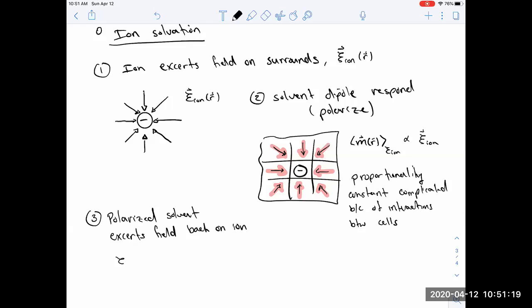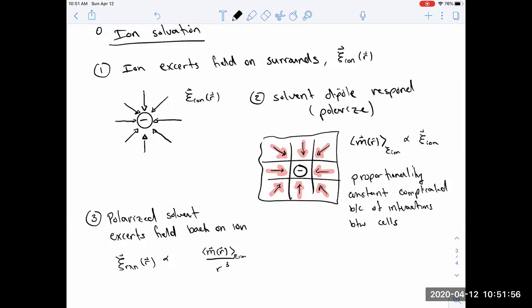Let's call that field the reaction field. It is the field generated by the reaction of the solvent due to the initial ion field. And we know what fields look like emanating away from dipoles. So they go like the size of the dipole at some region R, and they die off like 1 over R cubed.